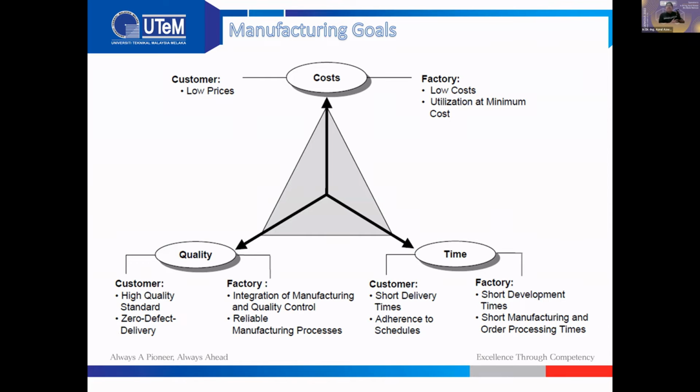So in terms of cost, definitely the customer would like to have low prices. So the factory needs to produce at low cost and also operate at minimum utilization at minimum cost. For the quality, this is where most of the factories are moving toward high technology facilities, to get a high quality standard and also to produce a zero defect delivery. So in this case, the factory is looking for the integration of manufacturing and also quality control. So this is one element which leads to Industry 4.0 and so on.